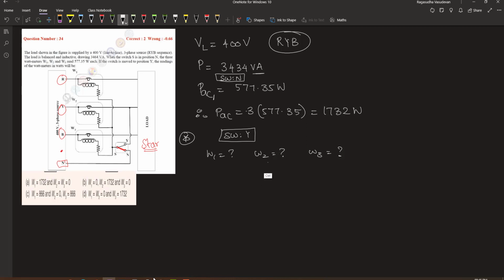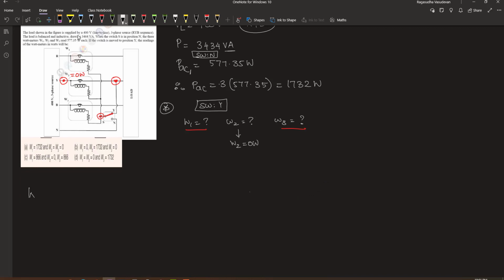Just from the question, we can infer that W2 is equal to 0 watt because when this switch is connected to Y, then all three phases R, Y, B will be terminated to the Y phase. Therefore, the voltage between these 2 points is 0 volt and hence W2 will read 0 watt. Now, we have to find out the value of W1 and W3. The wattmeter reading W1 will be the voltage between the phases R and Y times the current through R phase times cosine of the angle between these two phases. Let's denote that as phi RY.